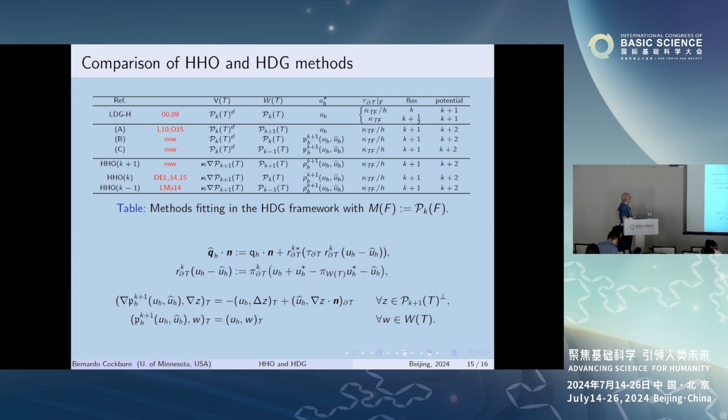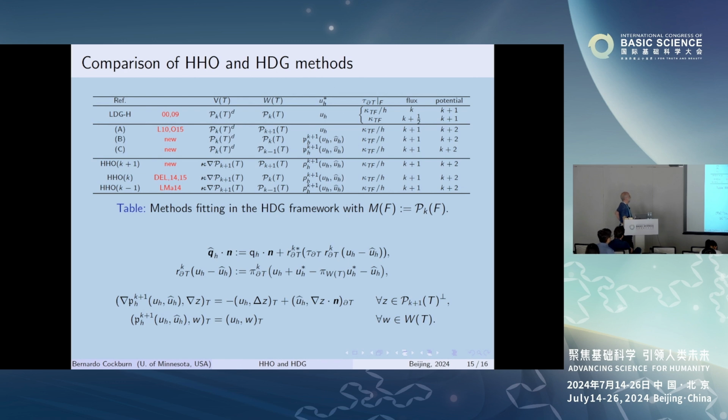And then there are variations of the HHO. This is new, and this was some scheme done by Mancini, I think.